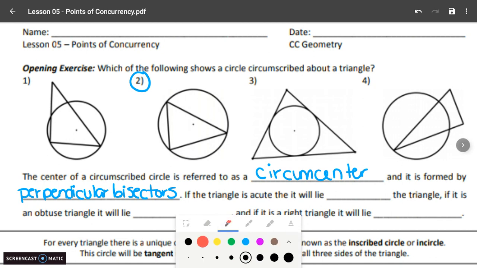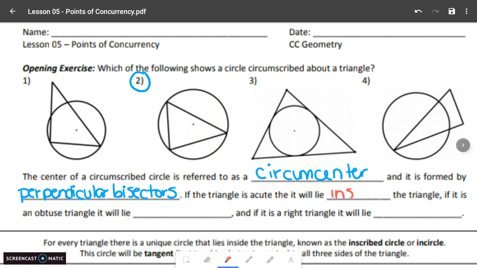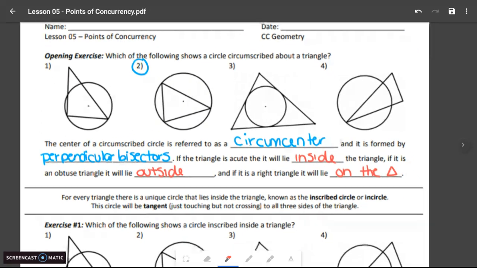Okay? If the triangle is acute, meaning all the angles are less than 90 degrees, that circumcenter will lie inside the triangle. If it's an obtuse triangle, it will lie outside the triangle. And if it's a right triangle, it will lie on the triangle. That would be true for any type of circumcenter.